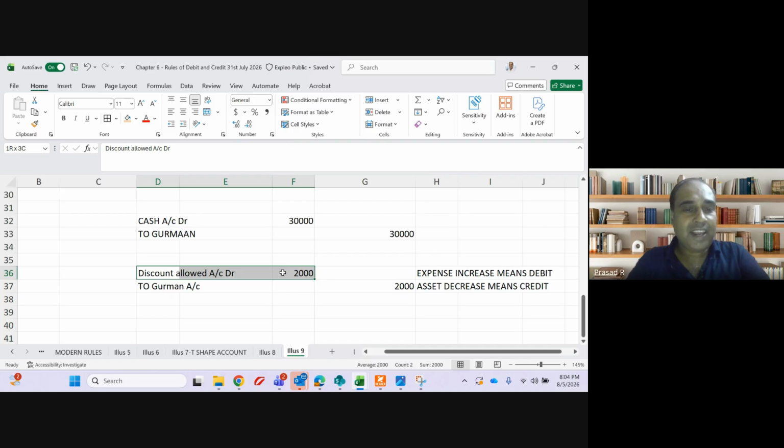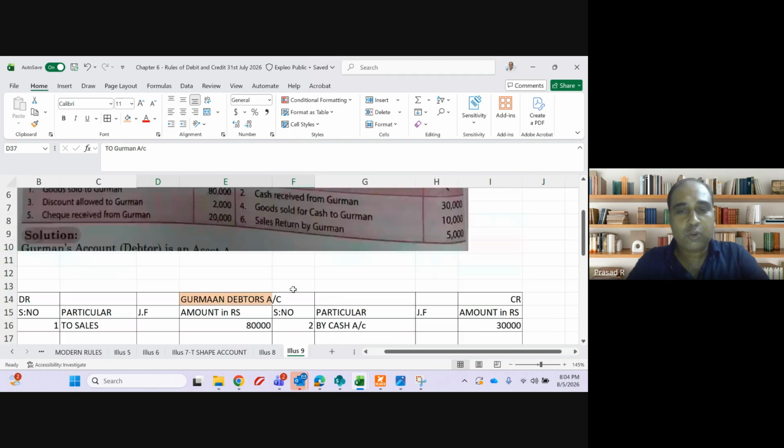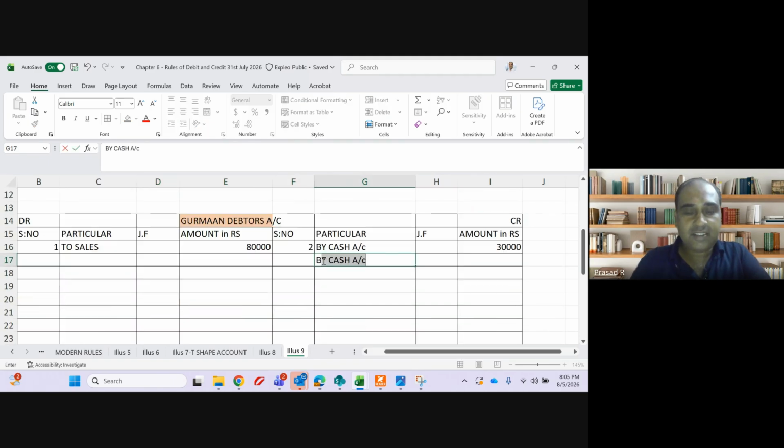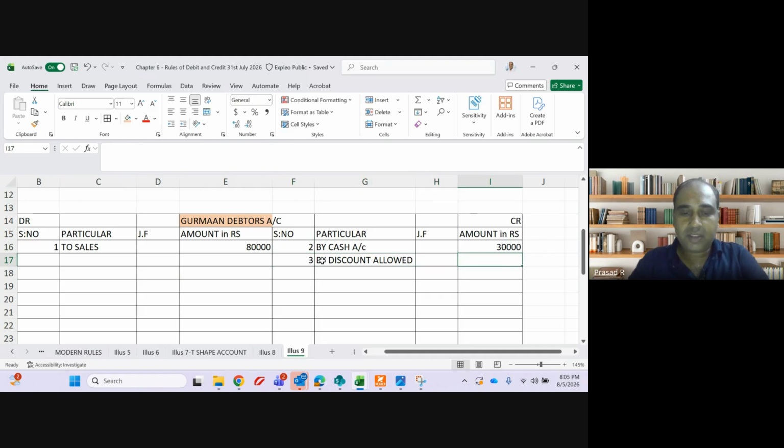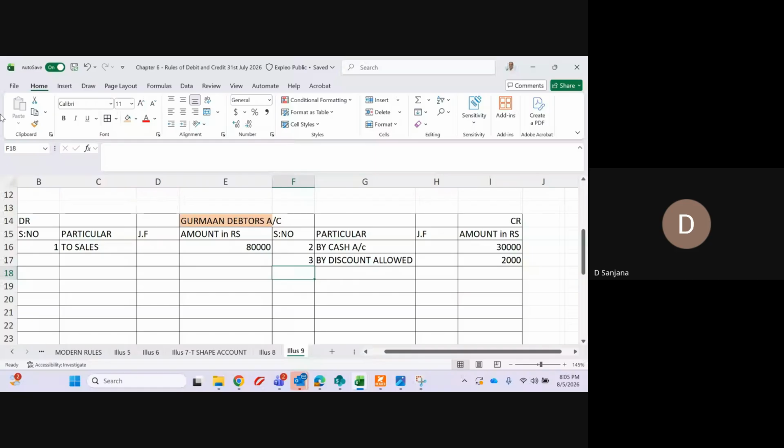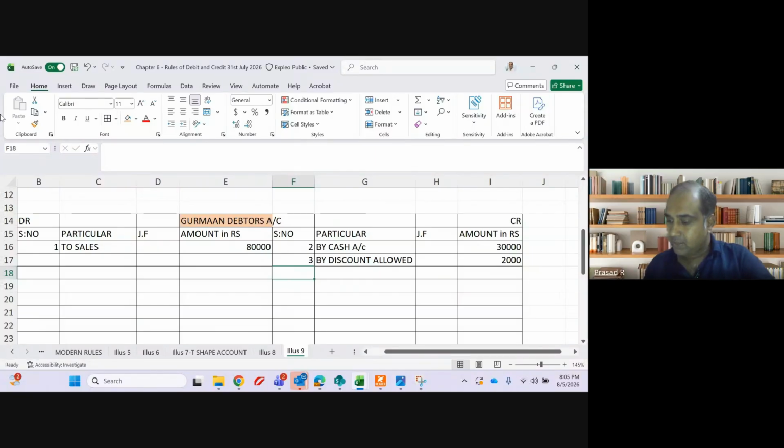Entry: discount allowed account debit to Gurman account. In the credit side of Gurman, because of what is it decreasing? Because of discount allowed. Transaction number 3, 2,000 rupees. Clear, guys? Yes, sir. Okay, next one.